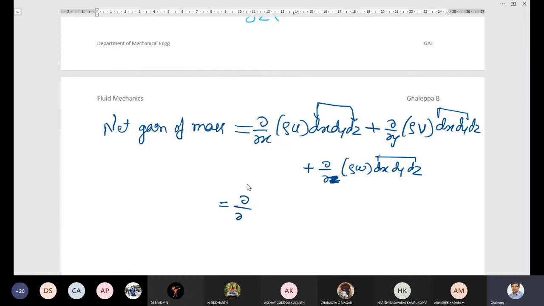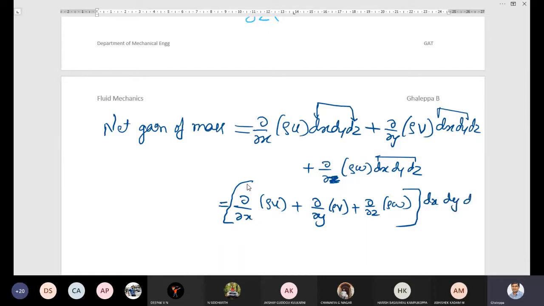So dou by dou x of rho u as it is, plus dou by dou y of rho v, plus dou by dou z of rho w. So what is the common term you have taken outside? That is dx dy and dz.